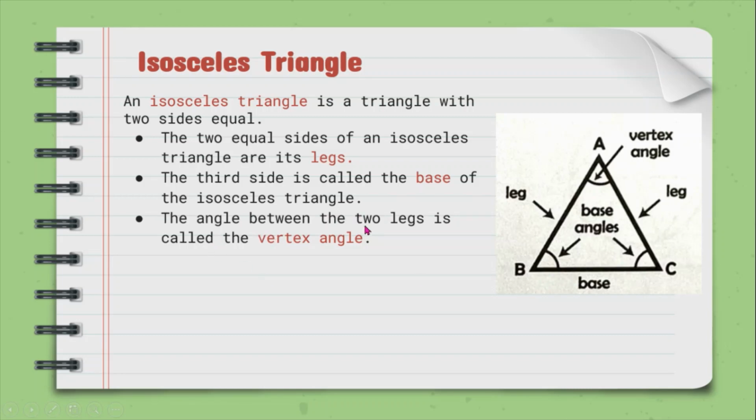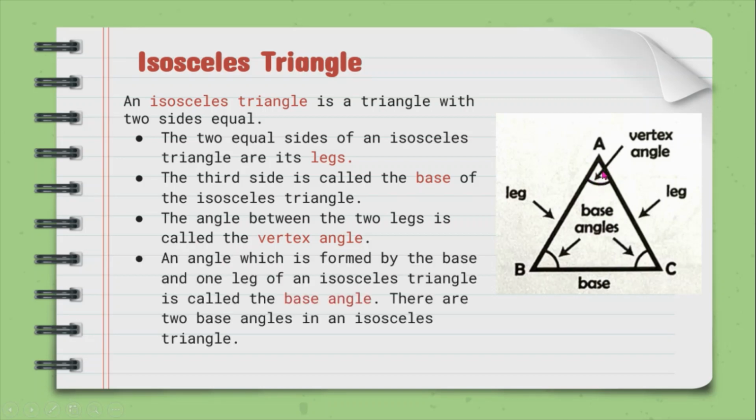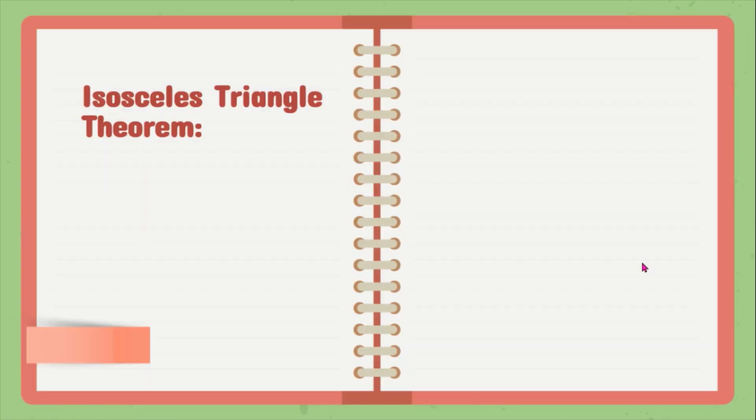The angle between the two legs is called the vertex angle. So this angle BAC here is called the vertex angle. An angle which is formed by a base and one leg of an isosceles triangle is called the base angle. There are two base angles in an isosceles triangle. So the base angles are angle ABC and angle ACB.